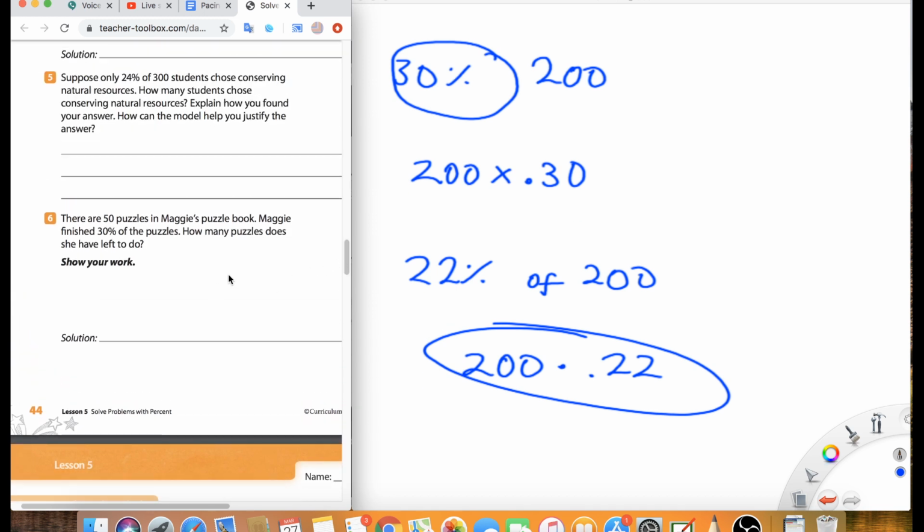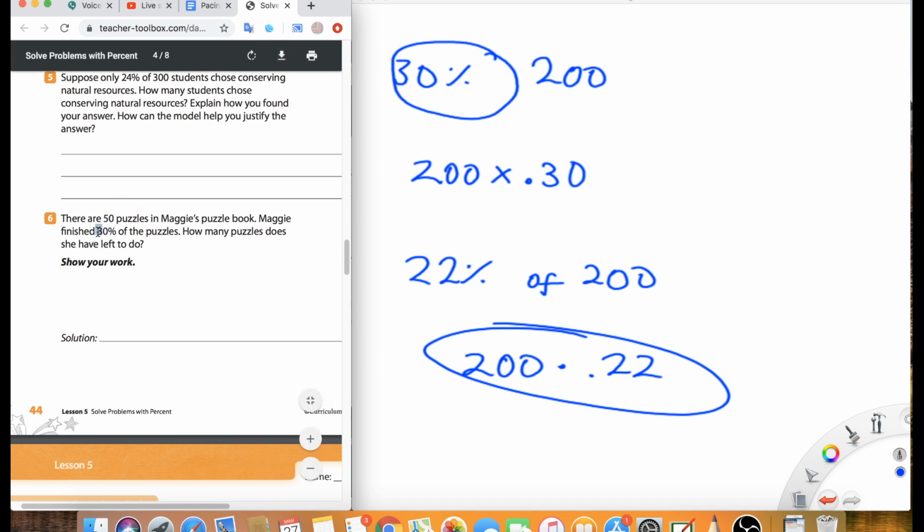Number 6 says, there are 50 puzzles in Maggie's puzzle book. Maggie finished 30% of the puzzles. How many puzzles does she have left to do? Now, if you notice here, it didn't say 30% of 50 puzzles. It told you that there's 50 puzzles in Maggie's puzzle book, and Maggie finished 30% of the puzzles. How many puzzles she has left to do? Now, 30% of the puzzles, it says it right here, it's not next to the number, but because it says it next to the word here, that still counts as that.